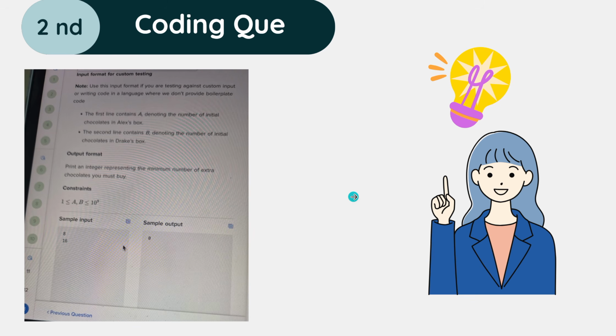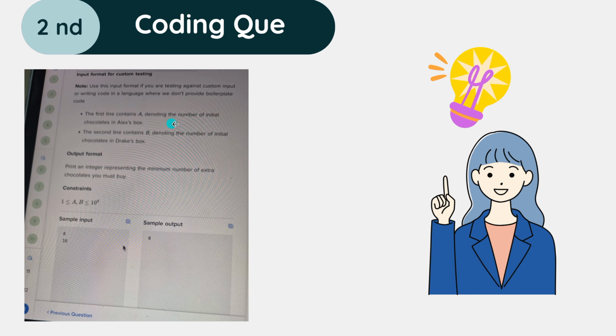Note: use this input format if you are testing against custom input or writing code in a language where we don't provide boilerplate code, because full code is not provided. Half of the code is provided. You have to complete that because it is 9 LPA, right? So you should be smart enough to answer the code.